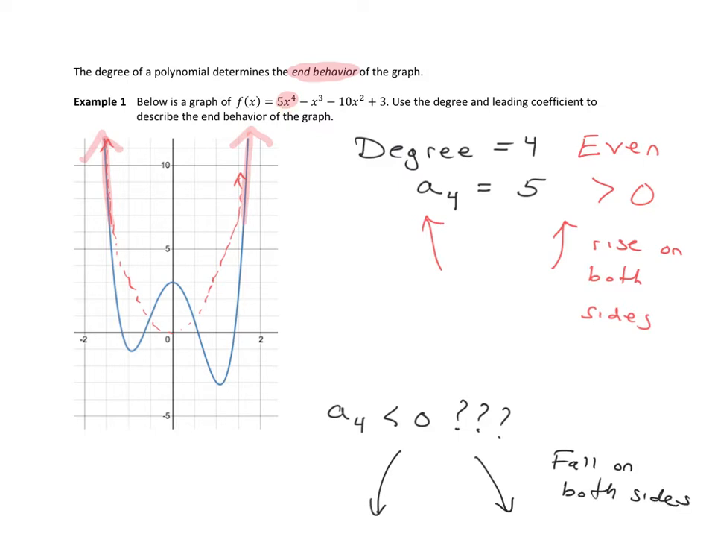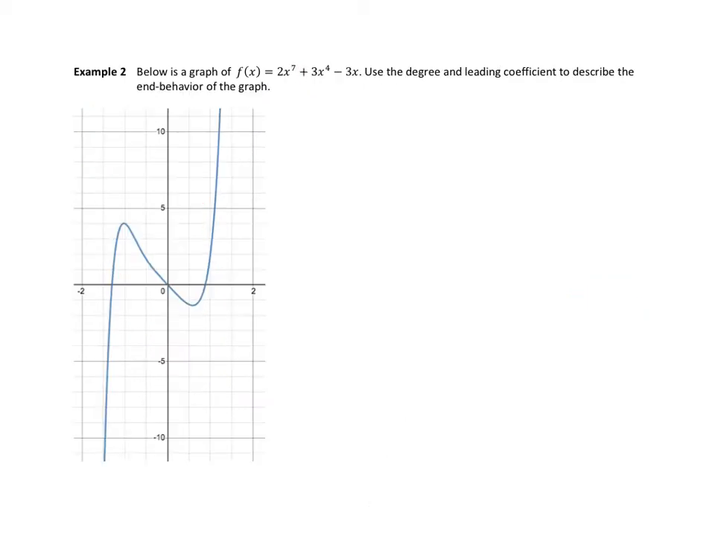So just looking here, I know a lot about the graph. I don't know anything about the middle of the graph, but I do know it has to go up on both sides. Let's apply the same logic here in example 2. Here's a polynomial. I included its graph, but I'd like to use the degree and leading coefficient to describe the end behavior.